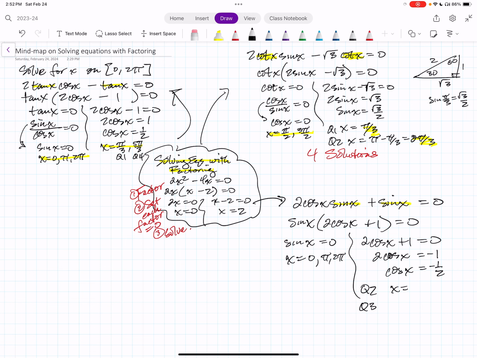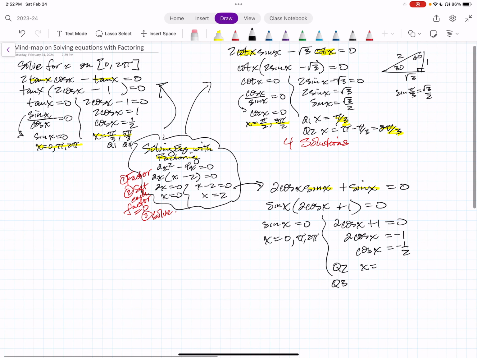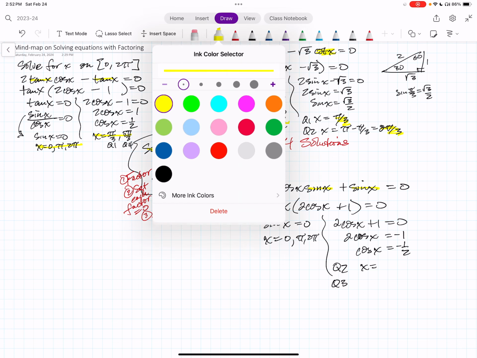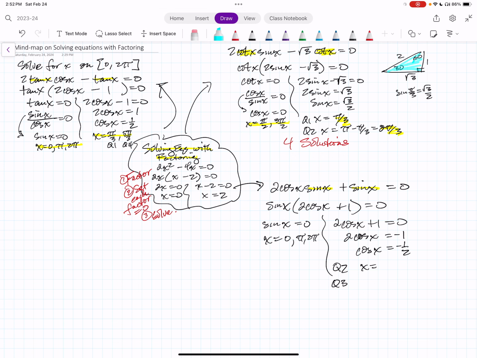So for your first solution here, if you look at the special right triangle up here in the top right of your screen, the reference angle, we know that the cosine of 60 degrees, which is pi thirds, is equal to 1/2. That's your quadrant 1 reference angle. But we want an angle in quadrant 2 that gives us a ratio of -1/2. Well, to get that, you take pi minus your reference angle. That's going to give us 2 pi thirds. That's your quadrant 2 angle.